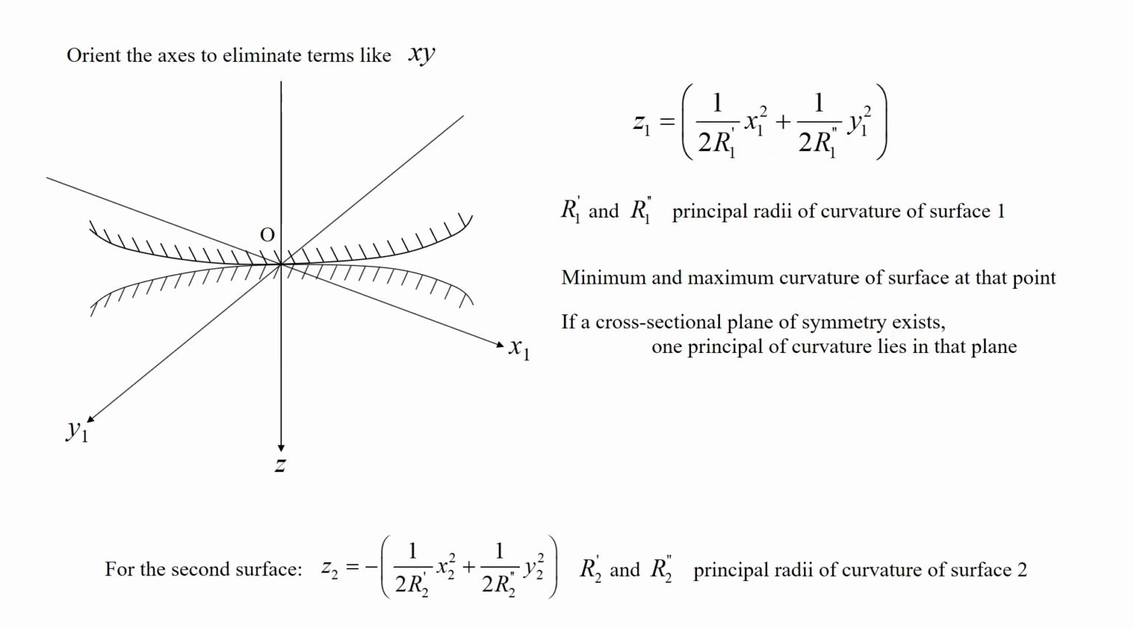Now, for the second surface, similarly we can write z2 is equal to minus of 1 by 2 r2 dash x2 square plus 1 by 2 r2 double dash y2 square. This minus sign is because of that plane that I was telling you about. In one case this is positive, in another case this is negative, so that way the minus sign has to be there. That is the reason.